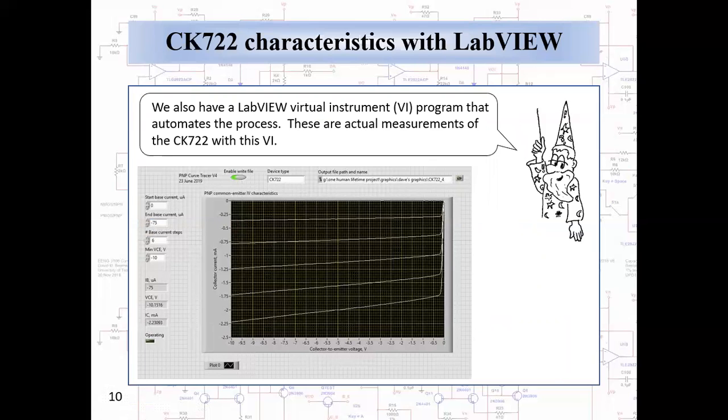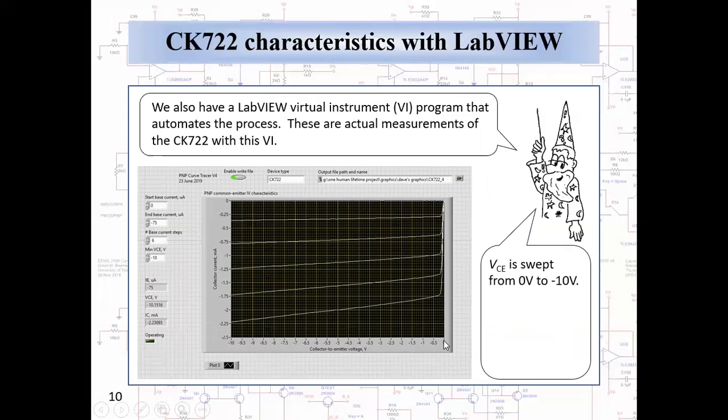To automate the process of collecting data from these transistors, we've written a virtual instrument LabVIEW program that automates all of it. It animates the myDAQ, using those resources that we saw earlier: the oscilloscope, the function generator, and the DC level control. And these are the actual measurements of the CK722 using this LabVIEW virtual instrument.